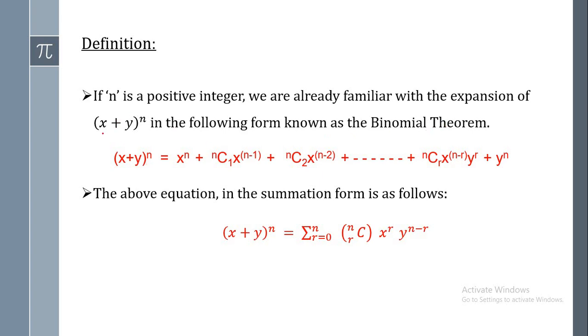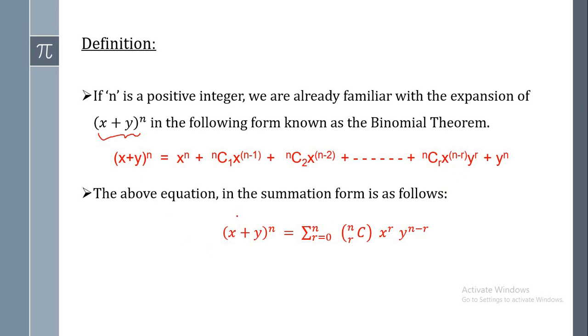So the expansion of this expression x plus y whole power n in this form, that is x power n plus nC1 x power n minus 1 y plus nC2 x power n minus 2 y square and so on up to y power n, is called the binomial theorem. At times when we encounter these types of expressions, we cannot always use this expansion. It will be very large to solve.